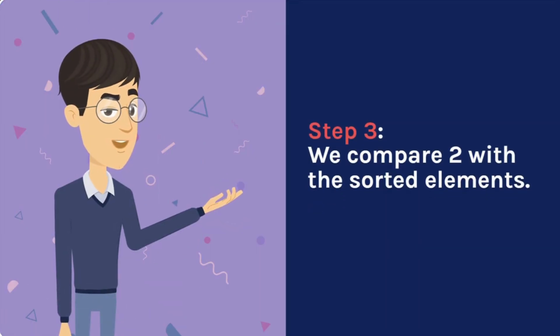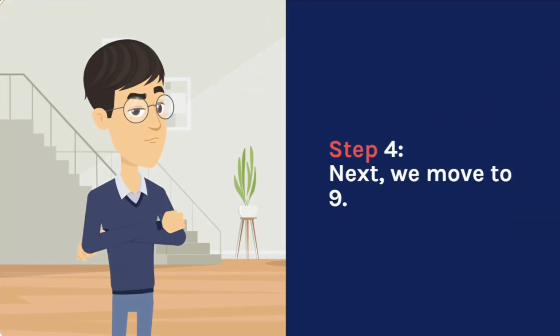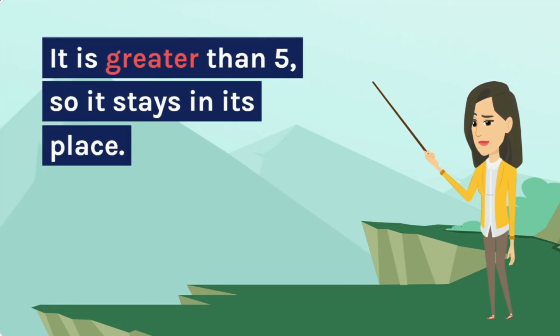Step 3. We compare 2 with the sorted elements. Since 2 is less than 5, we shift 5 to the right and insert 2 at the beginning: 2, 5, 9, 1, 6. Step 4. Next, we move to 9. It is greater than 5, so it stays in its place.